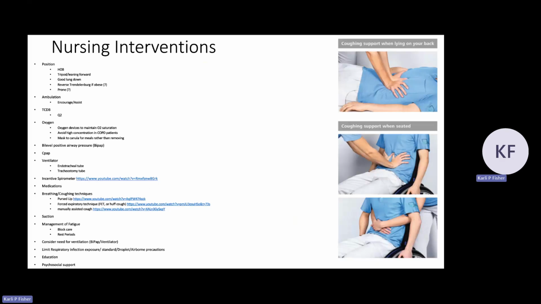Breathing, coughing techniques, pursed lips, forced expiratory, manual assisted cough. Watch the videos on those. Get familiar with those. Suction. If your patient has a lot of secretions, they're coughing up a lot of sputum or they've got a lot of secretions coming from their mouth, get suction on board, guys. Get the suction hooked up in your rooms. Make sure your patient has access to that so you can help suction out that airway so that they're not getting lack of airflow due to not being able to get those secretions out of their mouth.